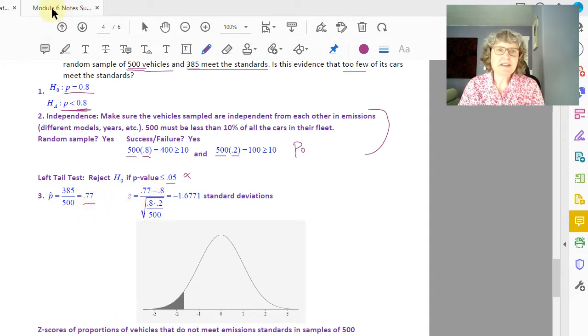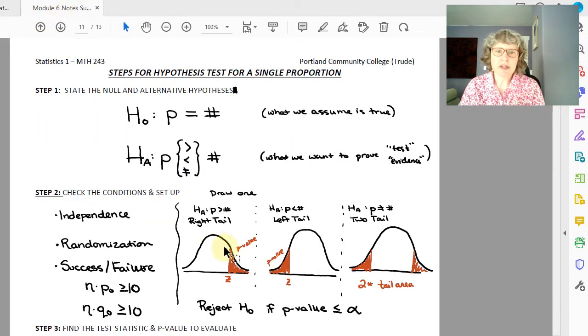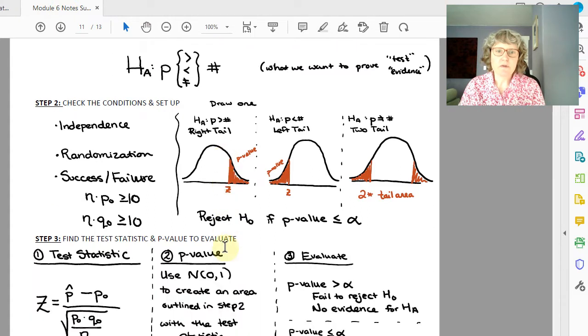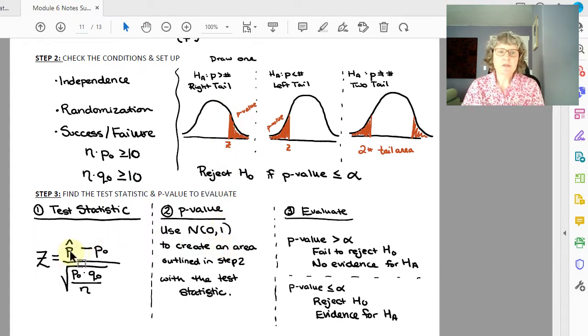So our test statistic, that's our z-score. That's our next step. I'm just going to switch over to the notes for a second here to show you the formula. The formula is p-hat minus p0 over the square root of p0 q0 over n. Now this is a z-score. So we're saying how many standard deviations is p-hat from p0?